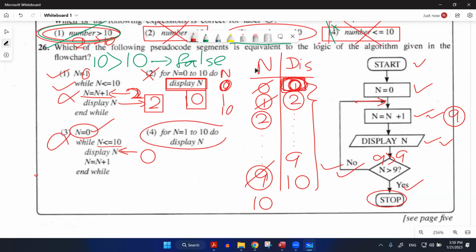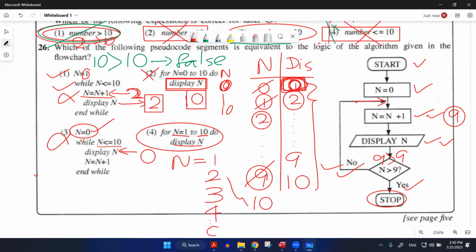So the correct answer is going to be the fourth. In the fourth, n starts as 1. Right? And it increases up to 10. So while n is 1, it says display n. So n is displayed, that means 1 will be displayed. Then after that, n will be increased by 1. So per increment, display will happen. So from 1, then it displays 2, then it displays 3, 4, likewise, up to 10 as the last one. So we got the last one as 10. So the fourth one is going to be the answer.